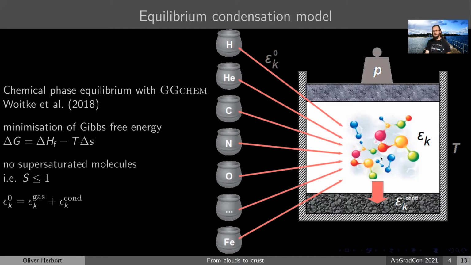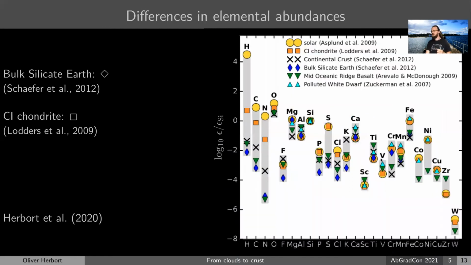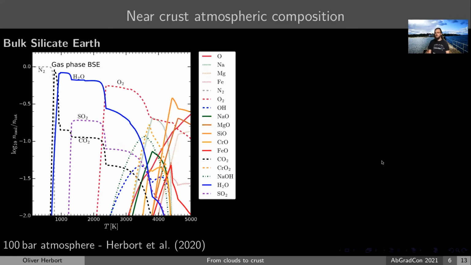One of the big components to vary here is the total element abundance. That's what I show you in this plot on the right-hand side, where we have on the y-axis the element abundance relative to silica, and on the x-axis different elements. When we compare the squares and the diamonds, we see the CI chondrite, leftover rock from the formation of the solar system, which is particularly enriched in the volatiles, the gas-loving elements like hydrogen, carbon, nitrogen, but also sulfur or phosphorus, in comparison to the bulk silicate Earth, which is Earth without its core and counting all of the elements. Interestingly, elements like aluminium or calcium are very similar for them, but they have different effects on the resulting atmosphere. That's what I show you in this plot, where I'll walk you through it now.